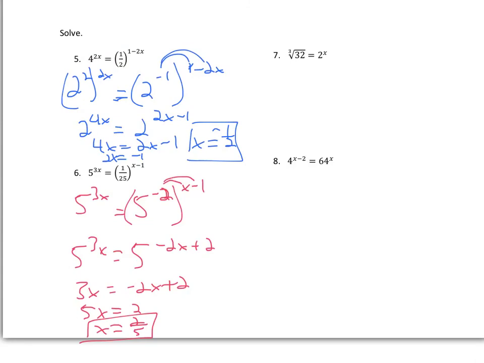All right, and number 7. All right, number 7, we need to break down 32 to make it look like 2. So the right side of this equation is fine, 2 to the x. All right, the left side, I'm going to rewrite as 2 to the 5/3 power. Okay, because 2 to the 5th is 32, and that root 3 means that the 3 is in our denominator of our exponent. So this makes it very easy. Got our bases, set the exponents equal to each other. x is 5/3.